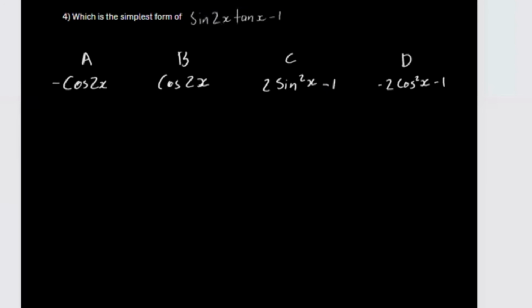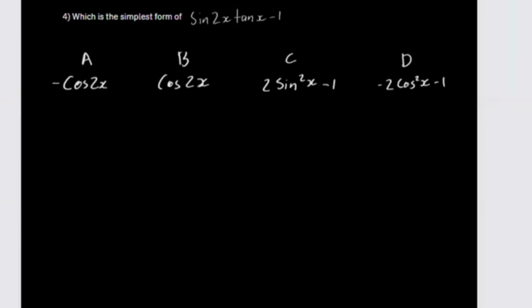Let's look at this question now. Question 4. You're given an expression, which is sine 2x multiplied by tan x minus 1. I keep saying equation, but this is an expression that you're being asked to simplify. To simplify an expression just means that we have to change up our identities and try to get this to the simplest form possible.